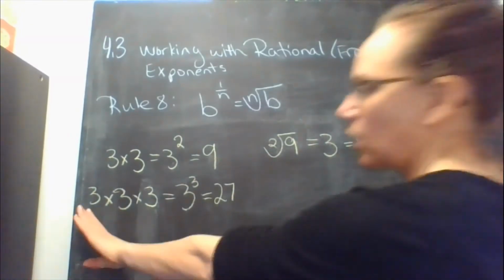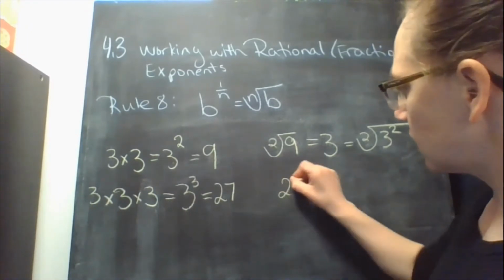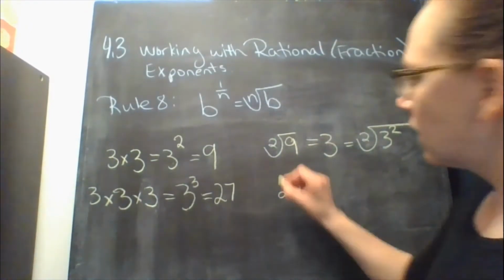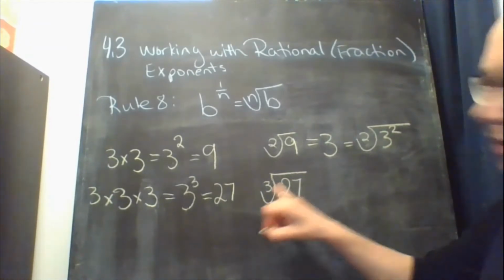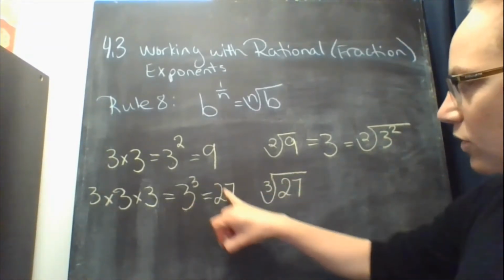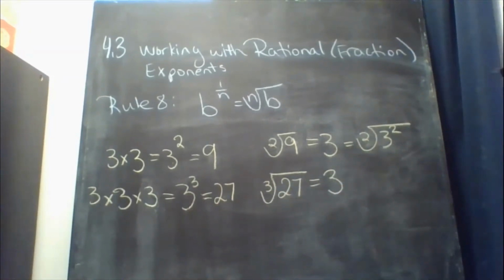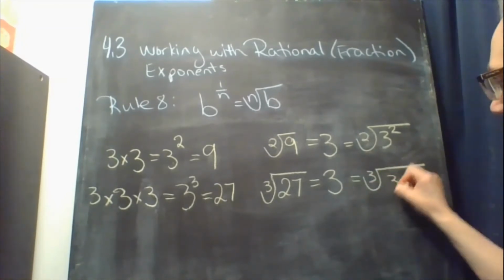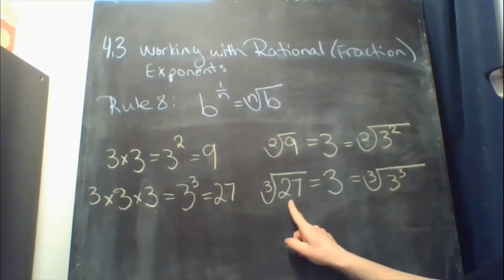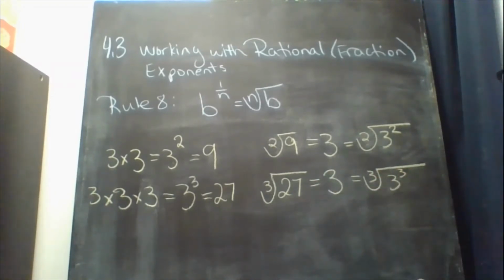Okay, so that's one direction. Now if I put 27 here, and I put the 3 inside the root, well, the third root of 27 is 3. And why is that? That's because 3 to the exponent 3 is 27. So the third root undoes that cube, that exponent 3 up top.